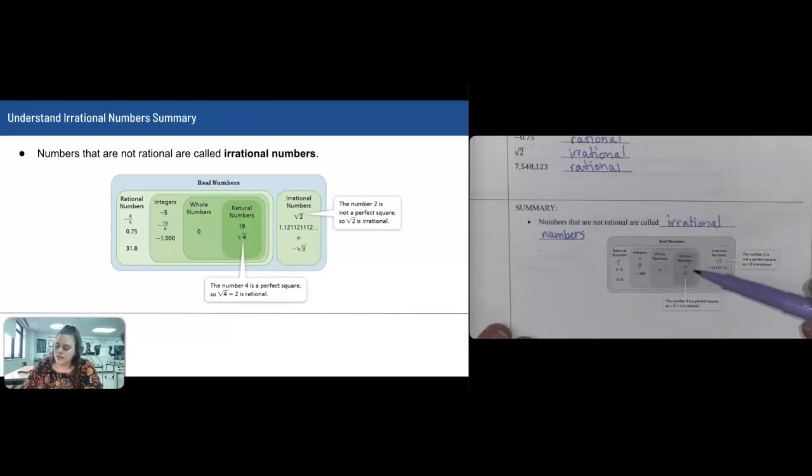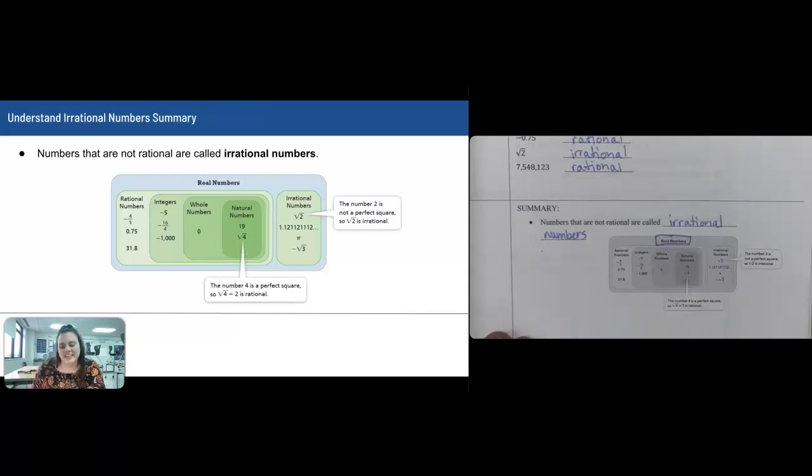So you can see the different classifications of numbers. Naturals are inside whole numbers, which are inside integers, which are inside rational numbers. Irrational numbers are not with that group, but they are all grouped together under the real number system. That is how they're related.